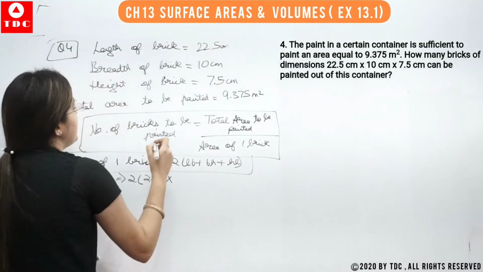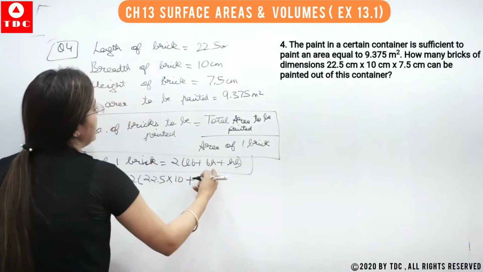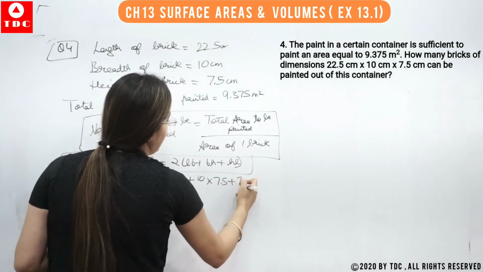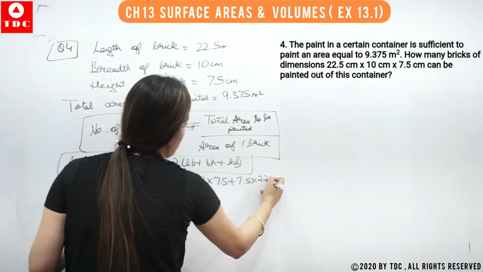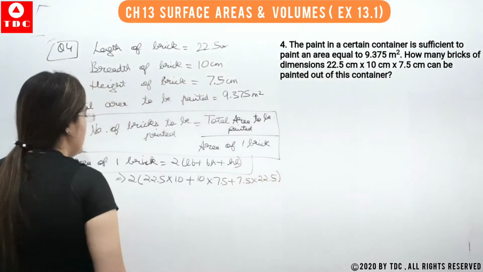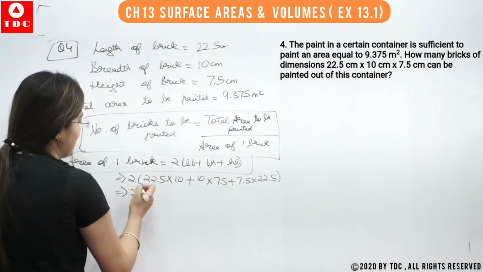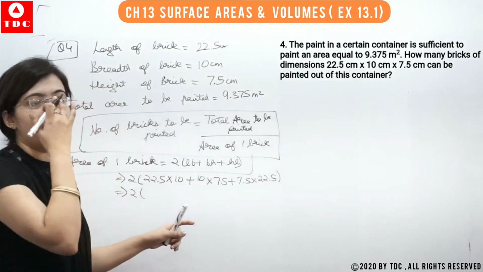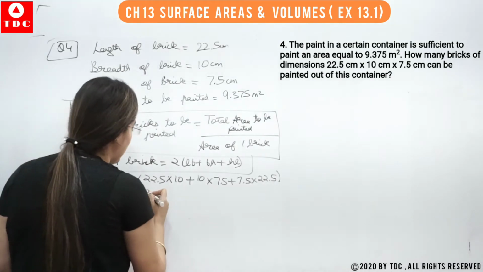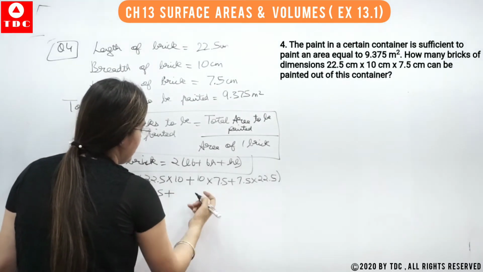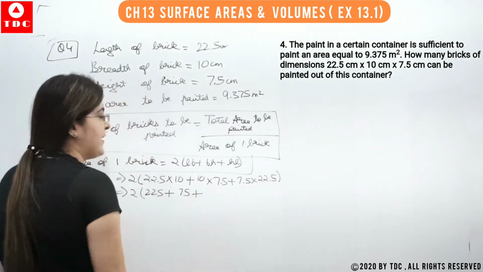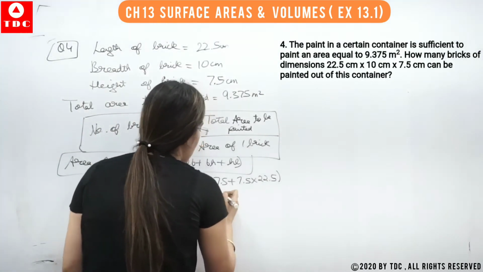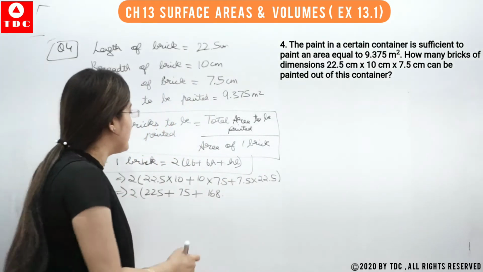22.5, breadth is 10, height is 7.5. Then 7.5 into 22.5. Okay, how much will we get? Let's check. Multiply them. 22.5 into 10 will be 225, plus 10 into 7.5, 75. Then 7.5 into 22.5, multiply these both. Okay, you will get 168.75.